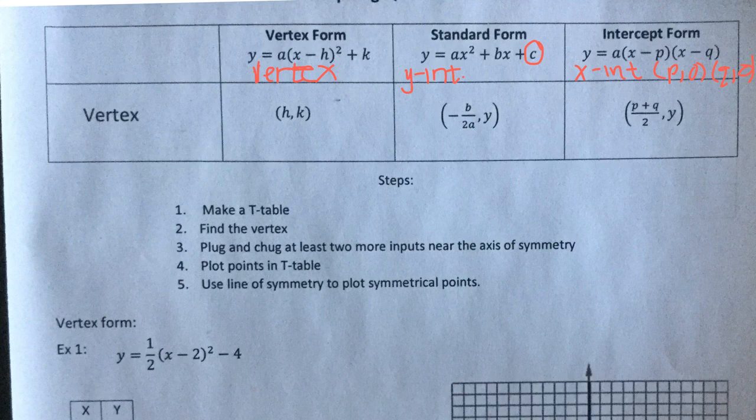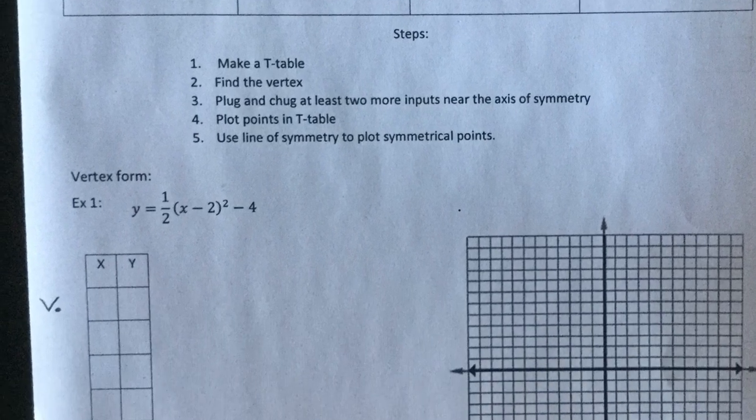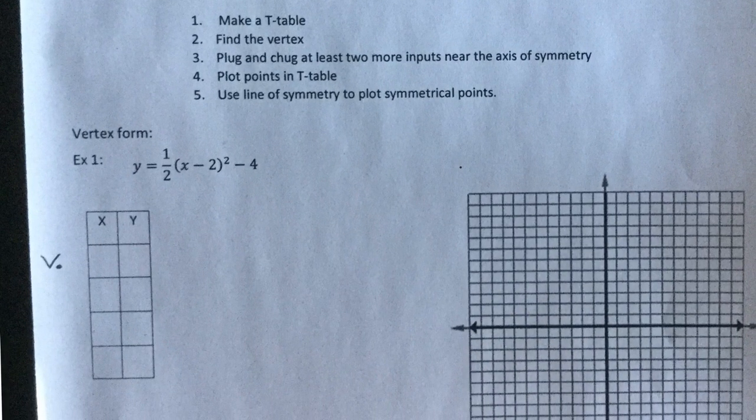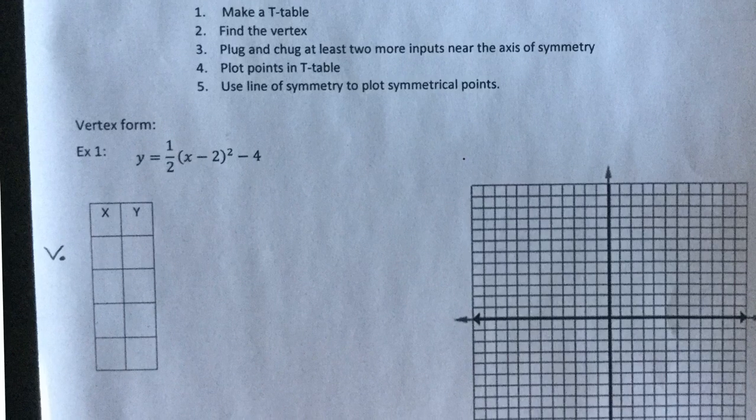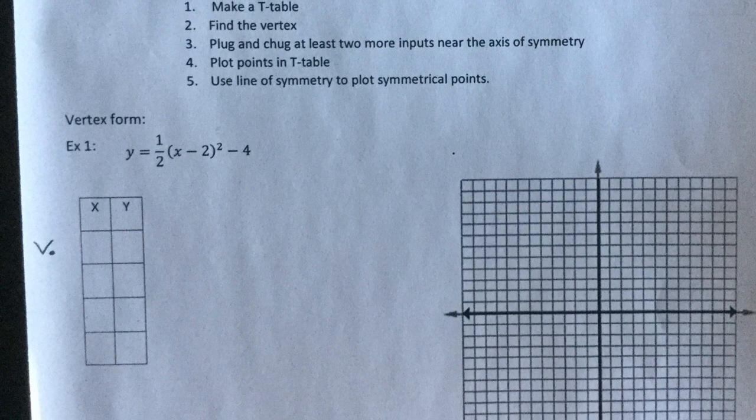So we want to graph these equations. We're going to start with one in vertex form. We're going to follow these 5 steps. We're going to make a t-table. Unfortunately, a parabola is a curve, so it doesn't have slope like the absolute value graphs. So we have to make a table to graph it. Then we're going to put our vertex in the table. And then we're going to pick 2 numbers that are near the vertex.